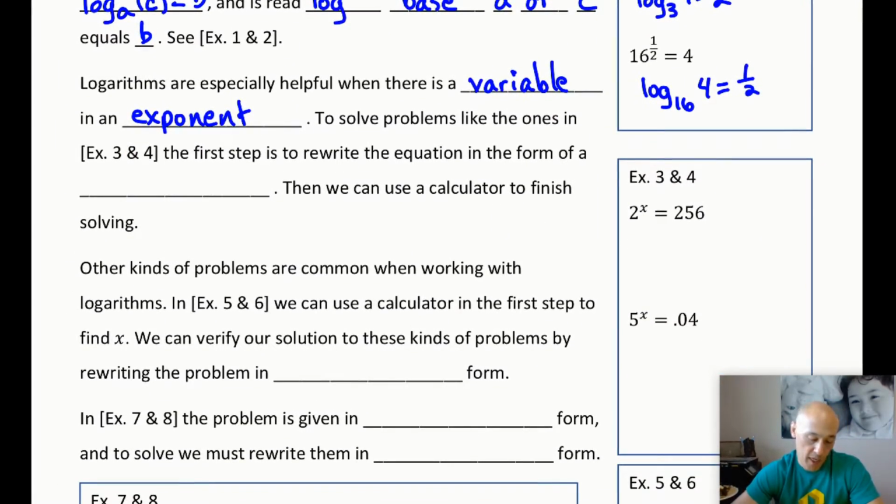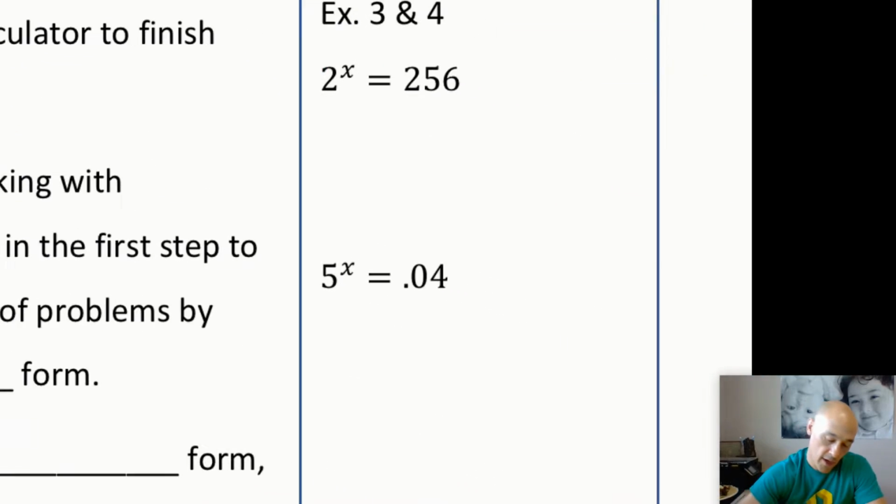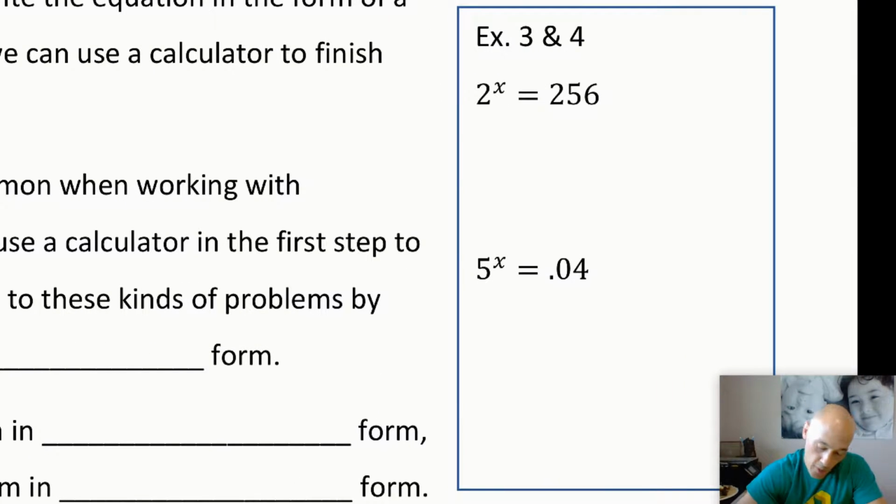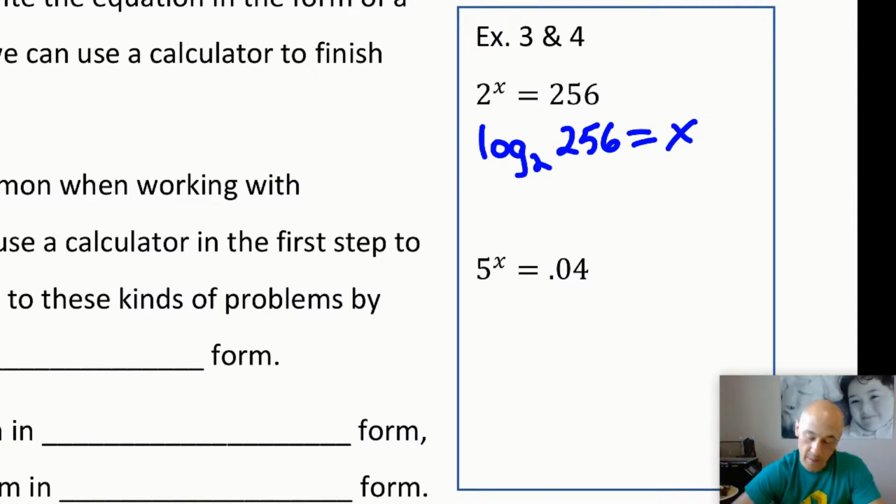To solve problems like the ones in examples 3 and 4, the first step is to rewrite the equation in the form of a logarithm. Then we can use a calculator to finish solving. All right, so let's look over here at examples 3 and 4. So writing this as a logarithm, log base 2 of 256 is equal to x.